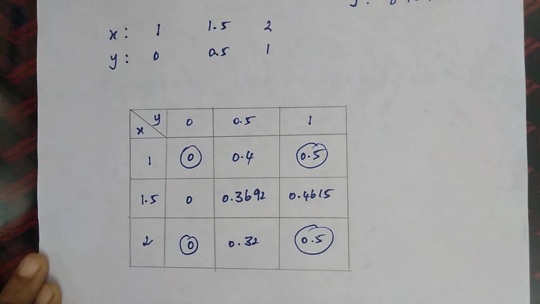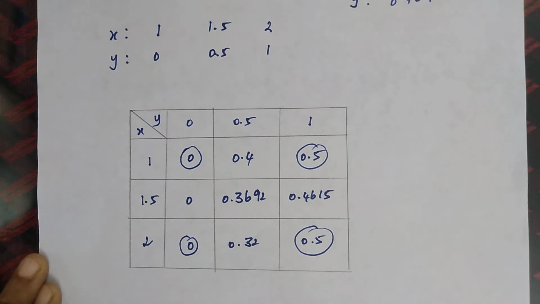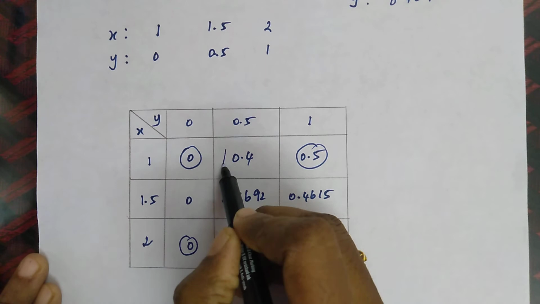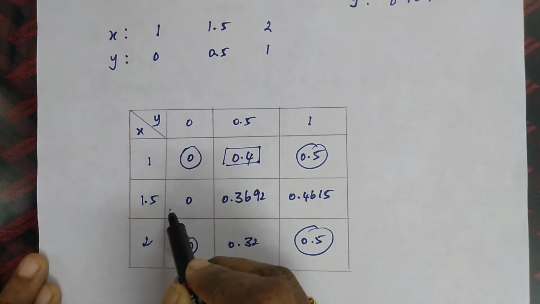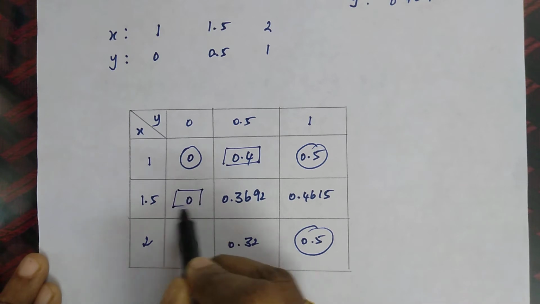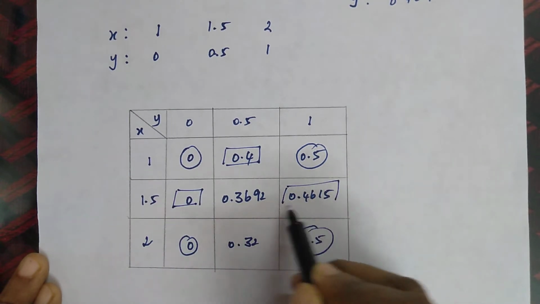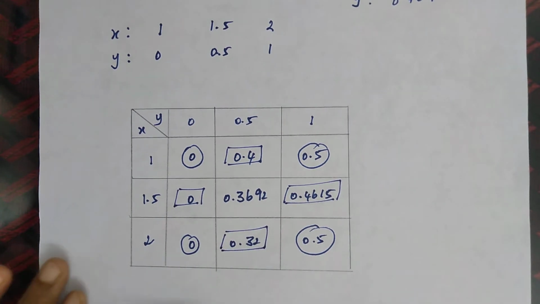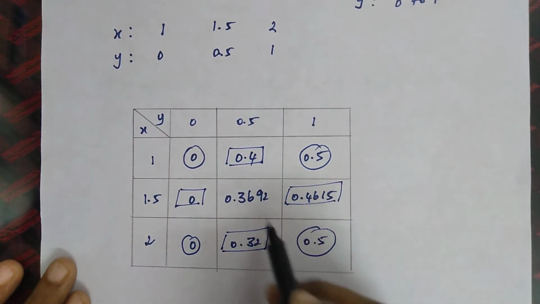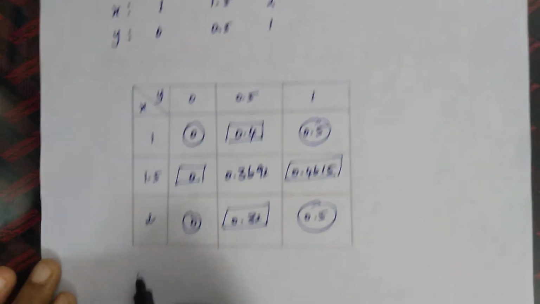Okay, sum of the 4 corner values. And if you want, we can put the circle, it's not necessary, just to understand only we are writing like this. If you want only, we can do like this, otherwise you can do without all these such things. Okay, so circle values, rectangular box values, remaining values. So we can write the formula.